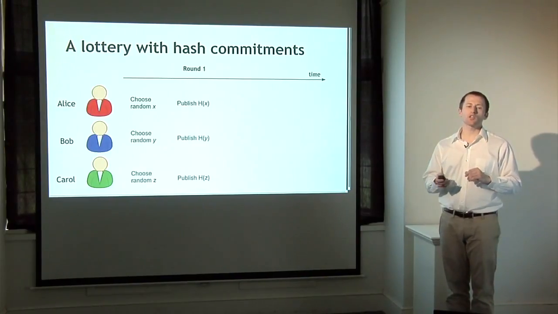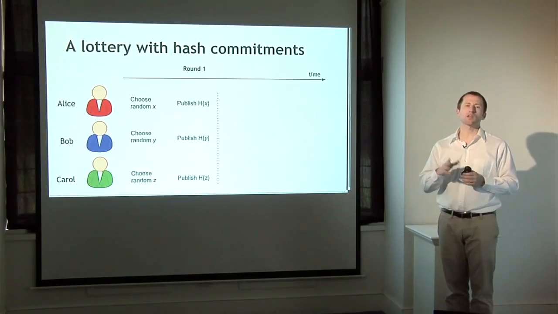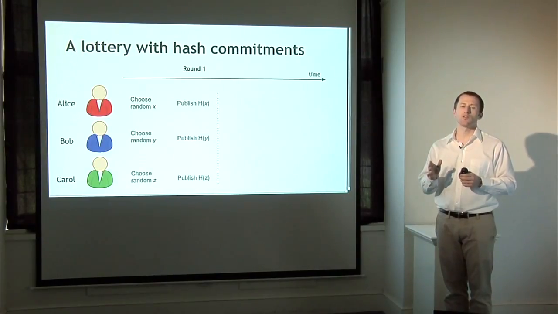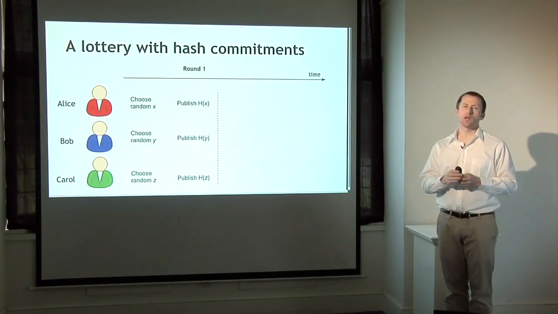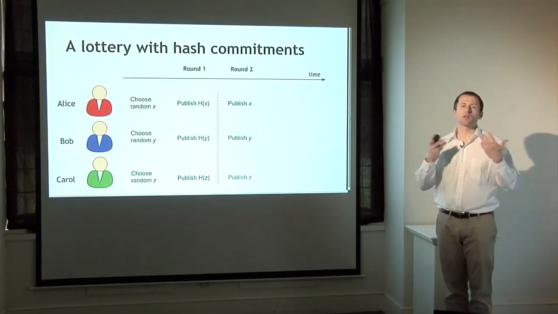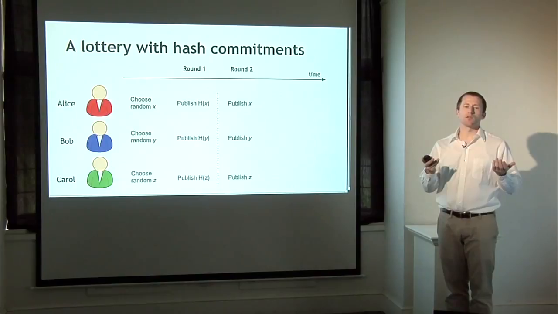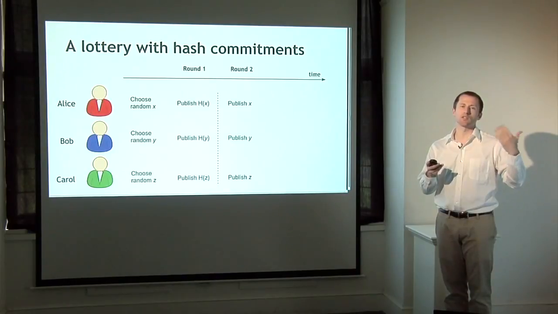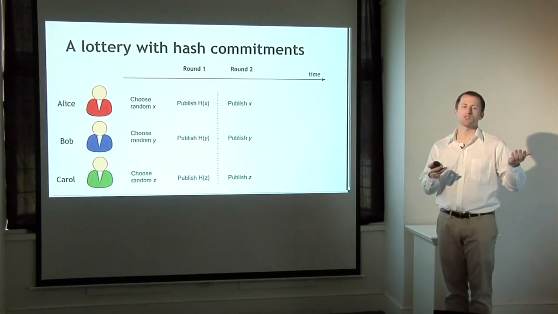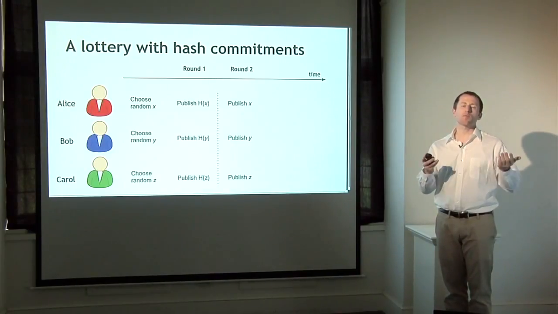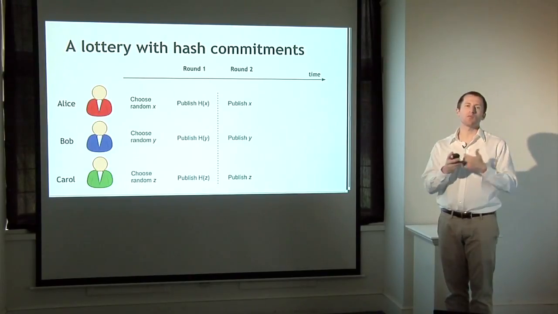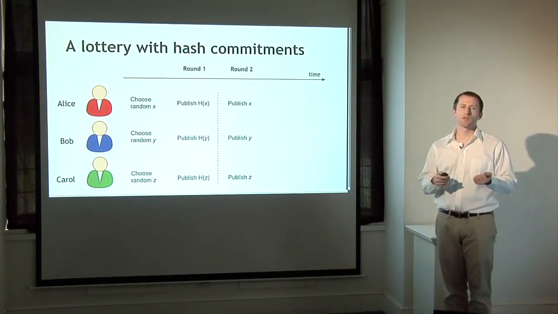Now, we have to make sure that the second phase happens strictly after the first phase is over. So after everybody has committed to the randomness that they chose, now we'll have a second round where everybody reveals the random number that they've committed to. And of course, everybody should check that those values that they reveal actually match the hashes that they published earlier and that the commitment was actually valid. But assuming that happens, now everybody has published this random number that they all chose independently.